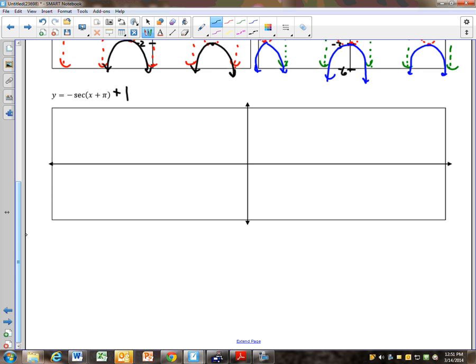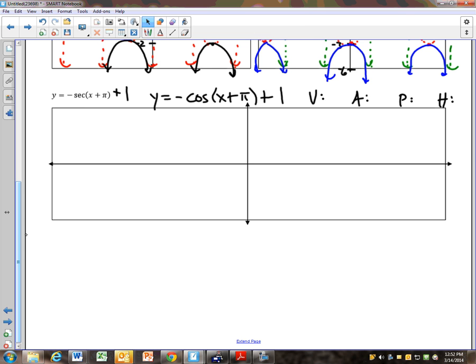So y equals negative secant of x plus pi plus 1. Instead, I'm going to graph y equals negative cosine of x plus pi plus 1. This would be the most difficult type of problem you'd be asked to do. This is a challenging problem. But you can do it. Vertical asymptote, amplitude, period, horizontal shift, because we've got a lot of components here.